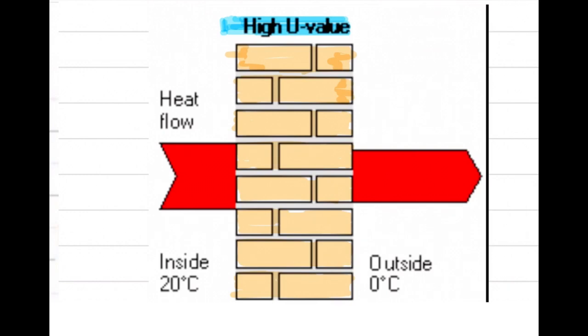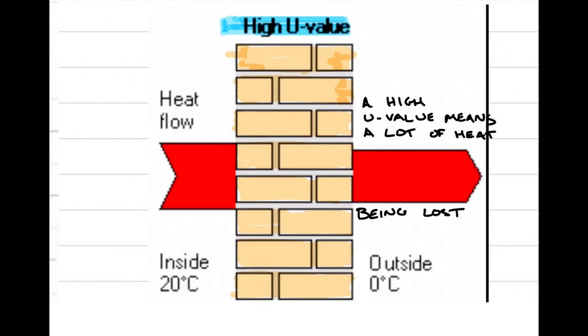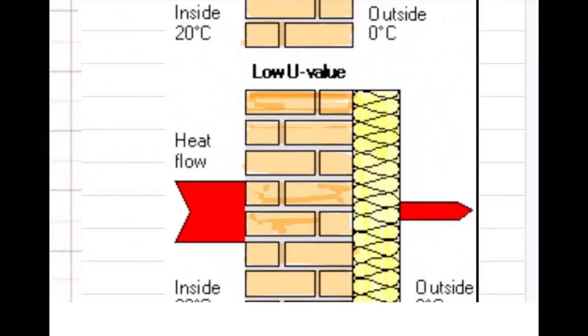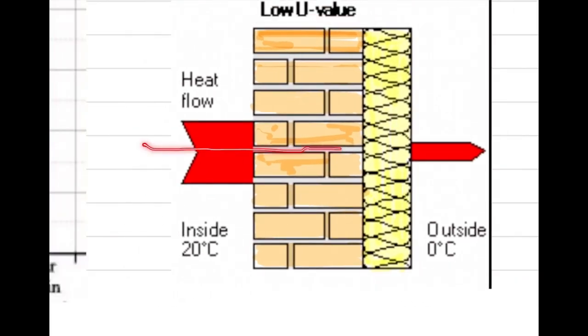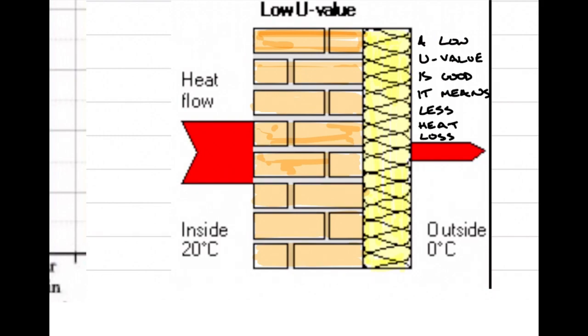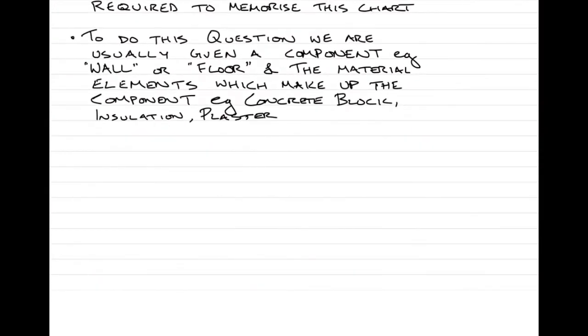So here we have a wall with a high U value. High U value means a lot of heat loss. So as you can see, not much insulation. A low U value means less heat loss. So a low U value, which we try and aim for under 1.